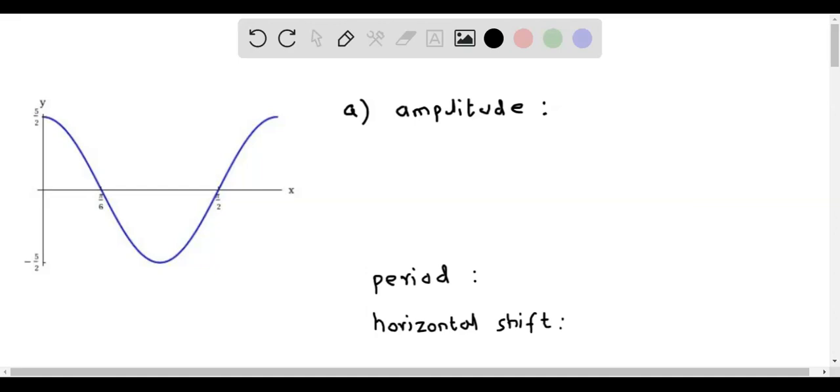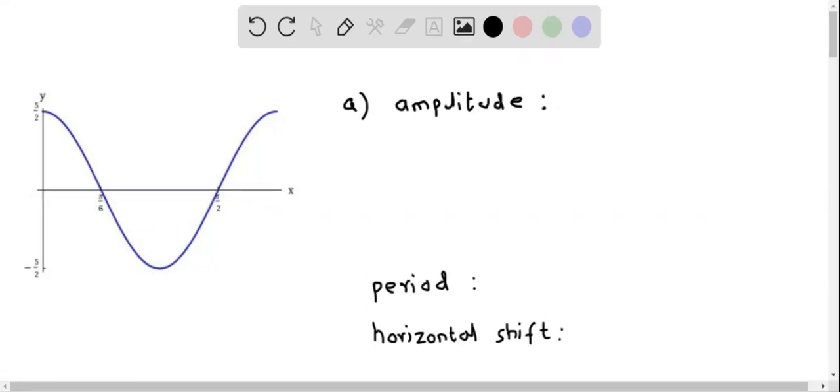Let's determine the amplitude of this cosine function. We write the formula for amplitude, and this equals max value minus minimum value, divided by 2. So let's find the max value from the graph of this cosine function. The graph reaches the maximum value of 5 by 2.